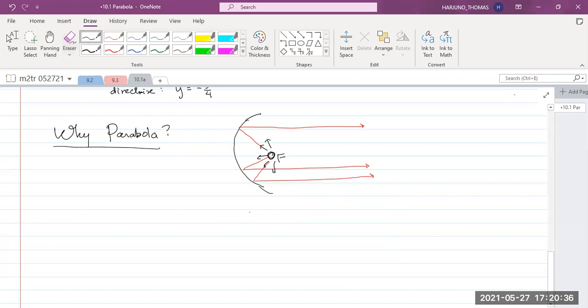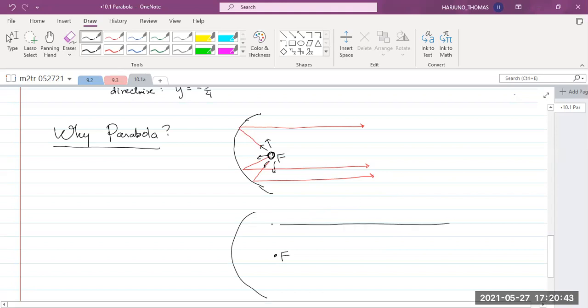Now for the same reason, if you have a parabola and this is the focus, and you have a lot of light or signals coming from a very far distance to the parabola, then those signals will be reflected to the focus. If you have a satellite dish, they use a paraboloid, which is basically from the parabola shape, and the receiver is placed right at the focus.